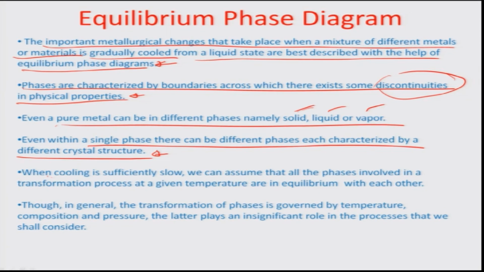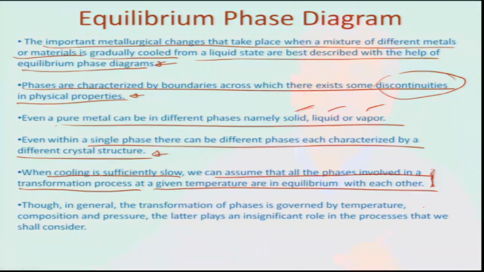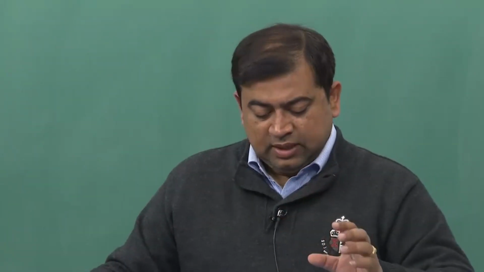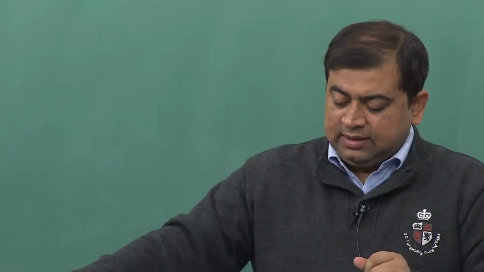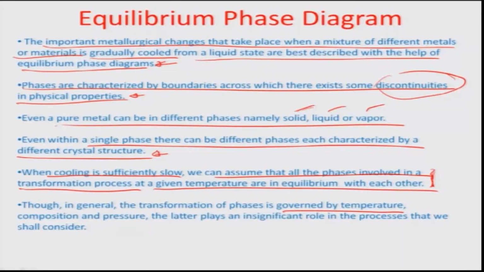When cooling is sufficiently slow, we can assume that all the phases involved in a transformation process at a given temperature are in equilibrium with each other, and this is what you take as a snapshot every time, so that you can draw the equilibrated phase as a function of time of a solidification process. In general, the transformation of phases is governed by temperature, composition and pressure. The latter plays an insignificant role in the processes that we shall consider. So mostly we will be worried about temperature, meaning that temperature would be the most critical parameter.